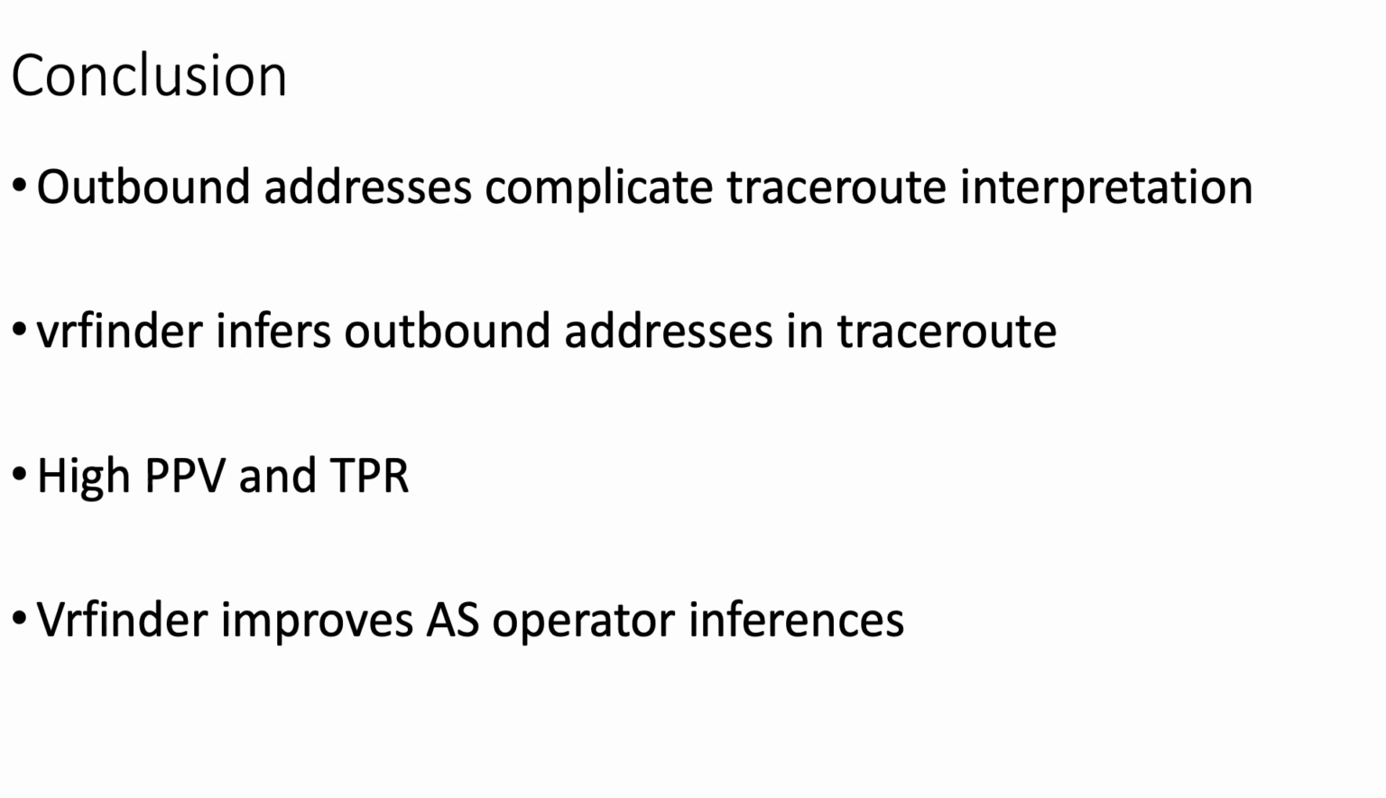So to wrap up, I discussed that outbound addresses appear in traceroute and that they can complicate traceroute interpretation and analysis. We created vrfinder to infer outbound addresses in traceroute using back-to-back addresses from the same subnet. We validated vrfinder against ground truth from Internet2 and REANNZ with high positive predictive value and true positive rate. And we used vrfinder to improve bdrmapIT's AS operator inferences for outbound addresses.